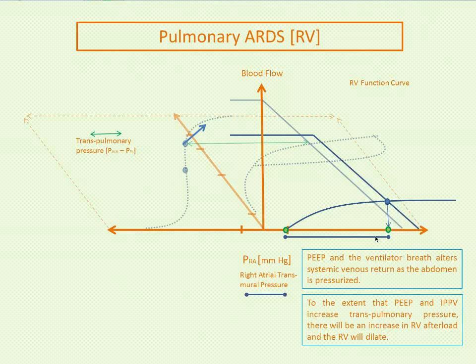So in the patients with pulmonary ARDS, because of the relative increase in right ventricular afterload relative to the increase in pleural pressure, you have the right ventricle having a harder time ejecting. You therefore have a higher right atrial pressure, a lower cardiac output, and you have an increase in your right ventricular volume.